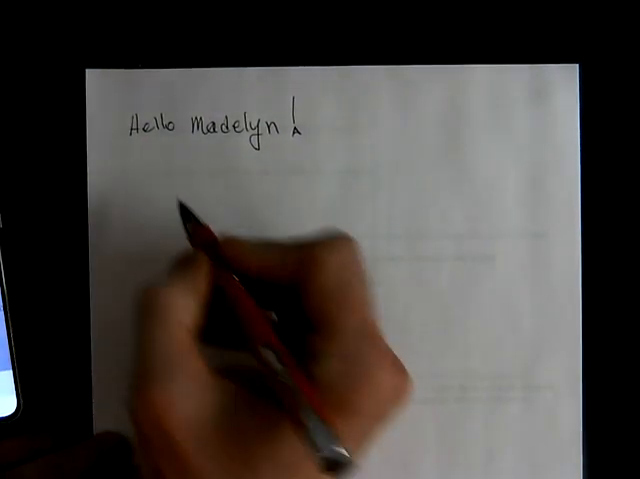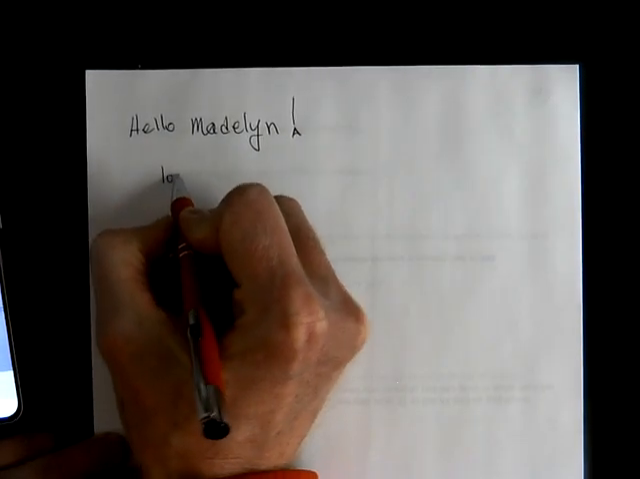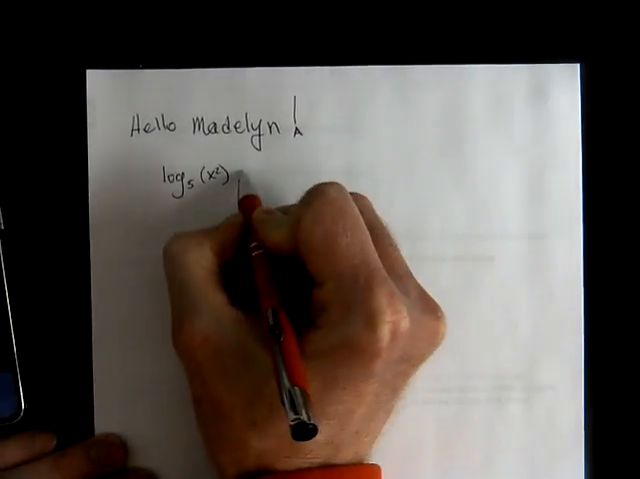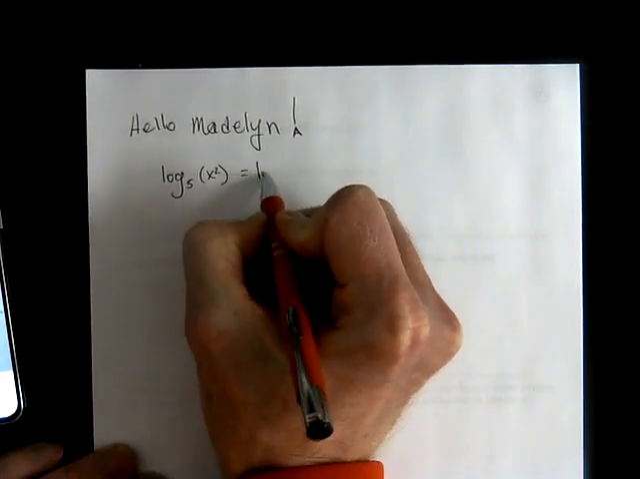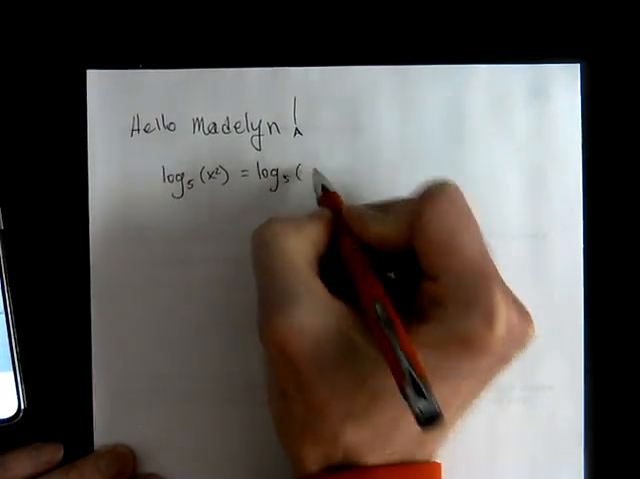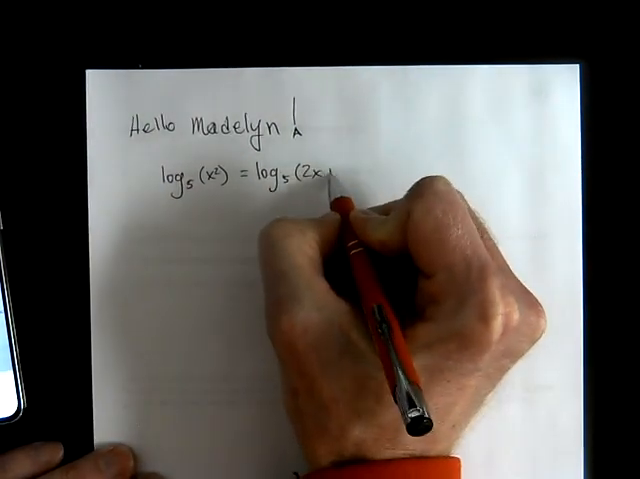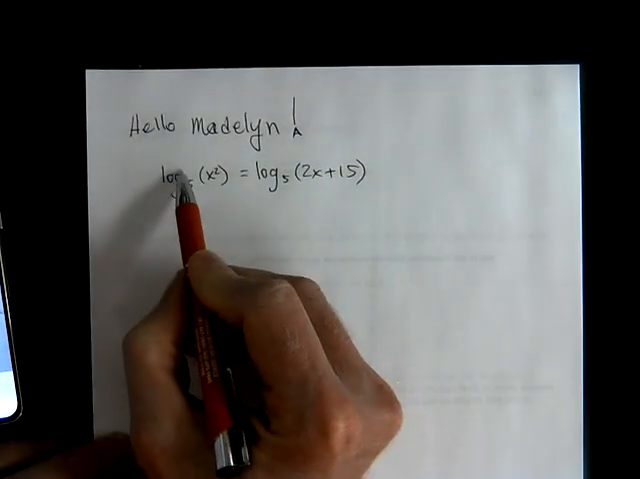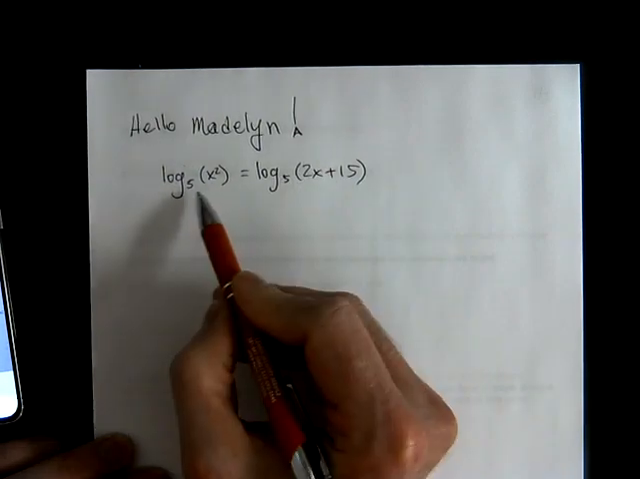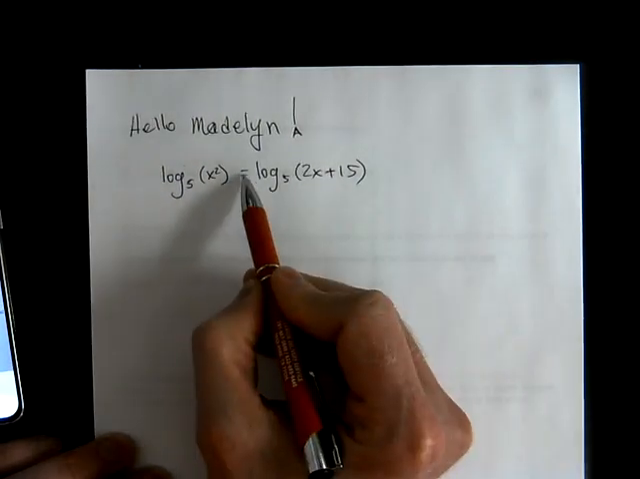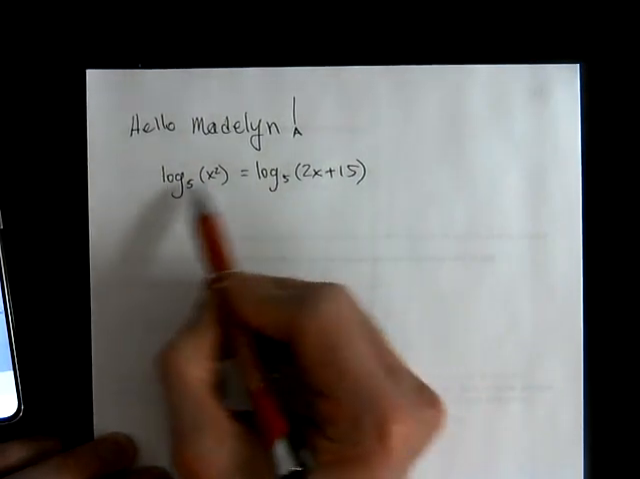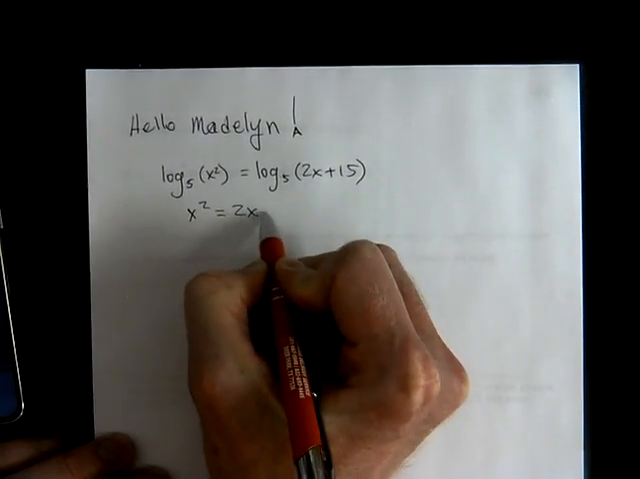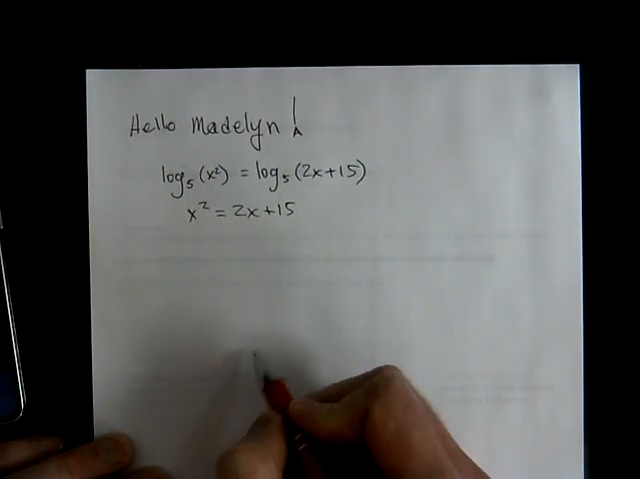Alright, let's do some math. Log base 5 of x squared equals log base 5 of 2x plus 15. Now it seems like you know that if your logs are the same, the only thing that's different is what's inside the parentheses, and they have to be equal. So we're allowed to eliminate those to say x squared equals 2x plus 15.